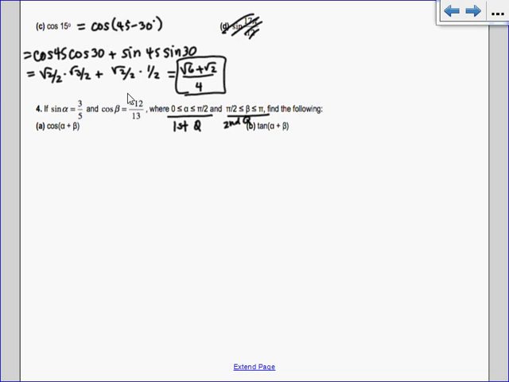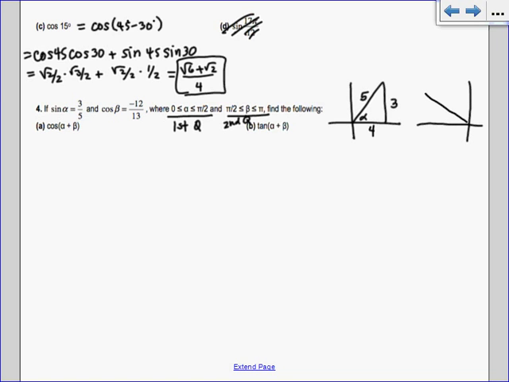As I draw these, maybe I'll draw them off to the side over here. Let me draw the first quadrant. I have alpha in the first quadrant, and the sine of alpha is 3 over 5. If you remember, it's the y value over the r value, opposite over hypotenuse. So if we want to find that other missing side, it's going to be a positive 4 because it's in the first quadrant.